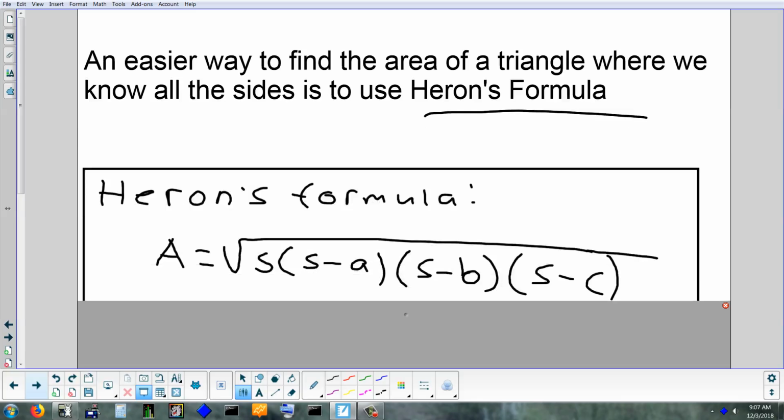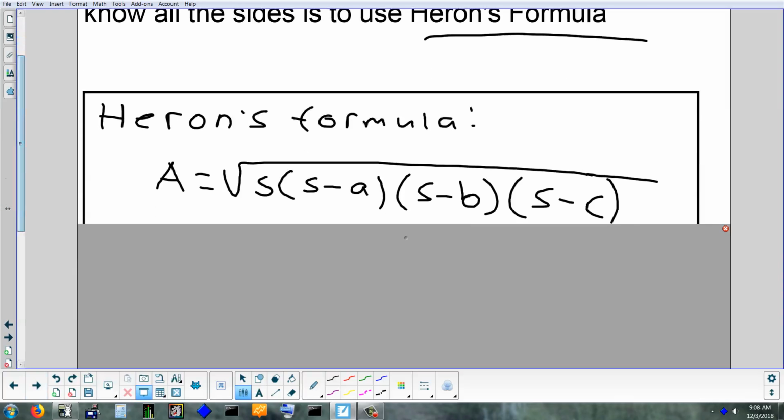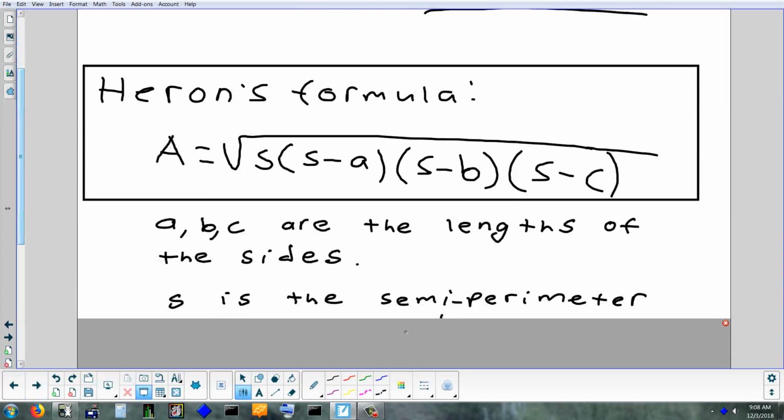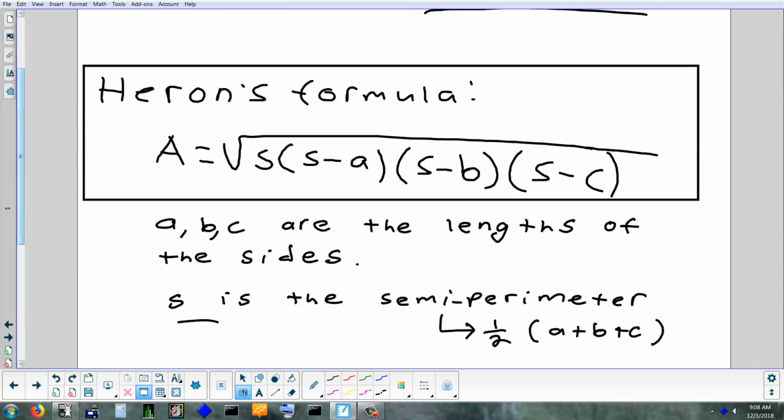It's the square root of, and then it's four things multiplied together. S times S minus every side. S minus A, S minus B, S minus C. So we know what A, B, and C are. Those are the sides. Have we seen S before? No. So S, it's a little hard to guess what that would stand for. But A, B, and C, again, those are the lengths of the sides. S is the semi-perimeter. What do you think that means? Semi-perimeter. Not the perimeter. Semi-perimeter. Yeah? Half of the perimeter. So just add up all the sides and then take half of it.